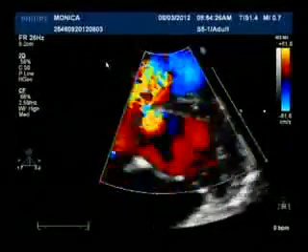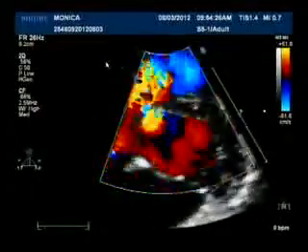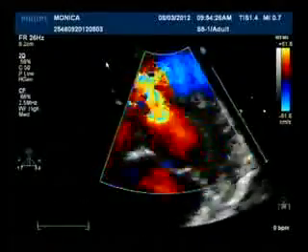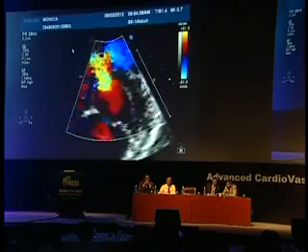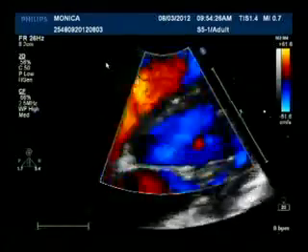Echo, can you show the picture? There is a shunt. Okay. Part of the VSD jet is directed to the right atrium. So you are going to choose a 6 millimeter ADO2? We thought 6 millimeter ADO2 is one option.